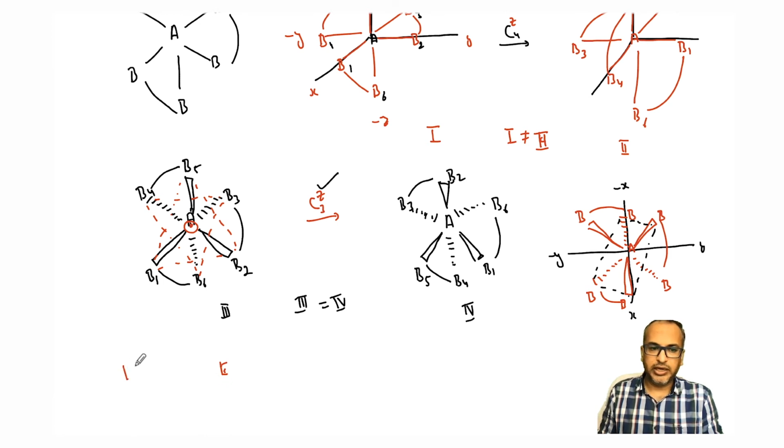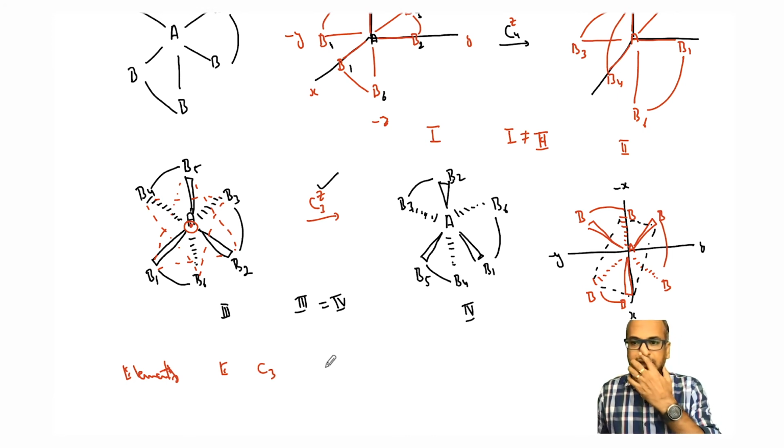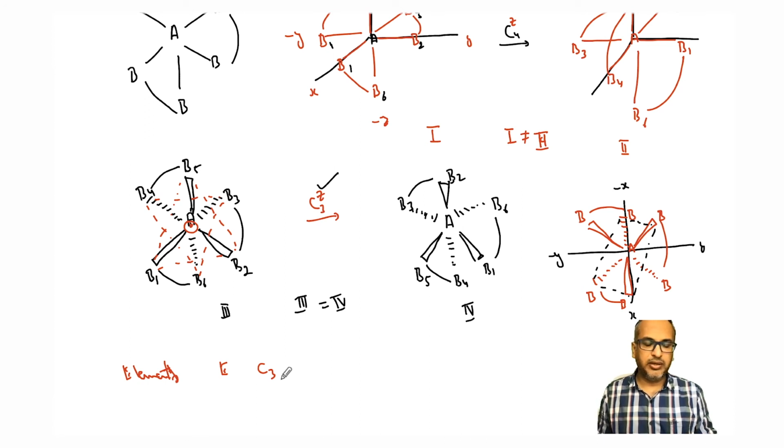So what are the symmetry elements? I have E, then I have C3. Then what else do I have here? How many C3 axes are there? That also we can see. How many C3 axes will be there? There will be one C3 axis.